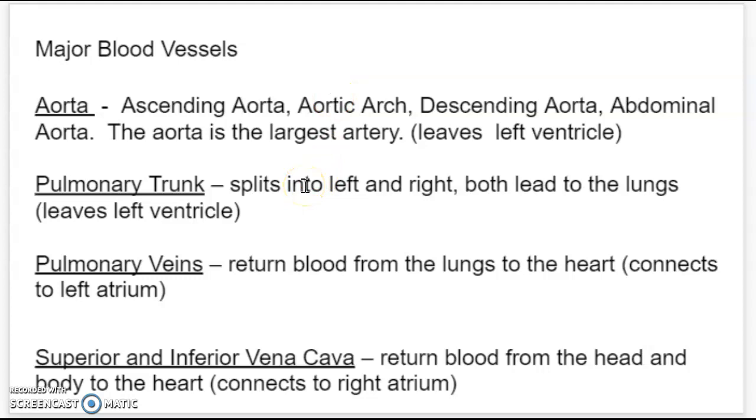So we've already talked about the major blood vessels. The aorta comes from the left ventricle. Then you have your pulmonary trunk and pulmonary veins that are heading into the lungs. And then you have your superior and inferior vena cava.